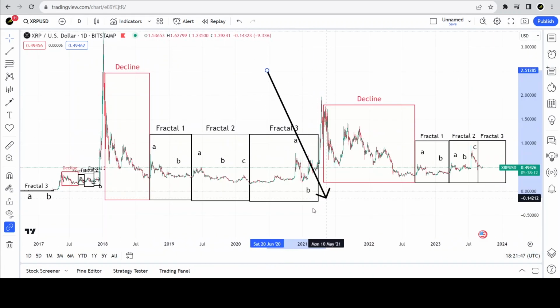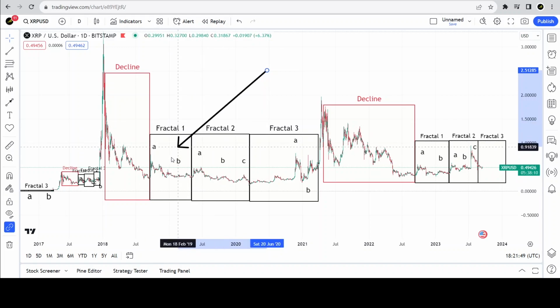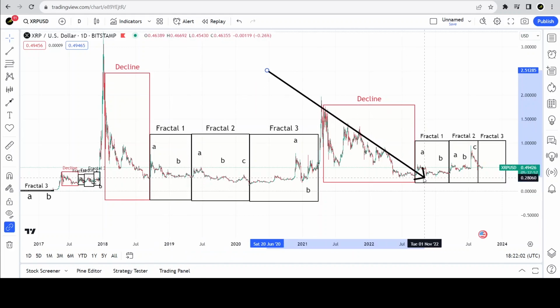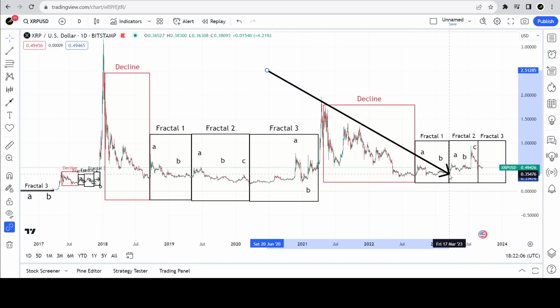So this sideways range-bound time, I divide into three fractals. The first fractal has two basic parts to it. Part A, where the price moves up and then back down, and then part B, where it goes flat. Now, sometimes B angles down a bit. We see that over here. Fractal 1 had the move up and back down, and then it went flat.